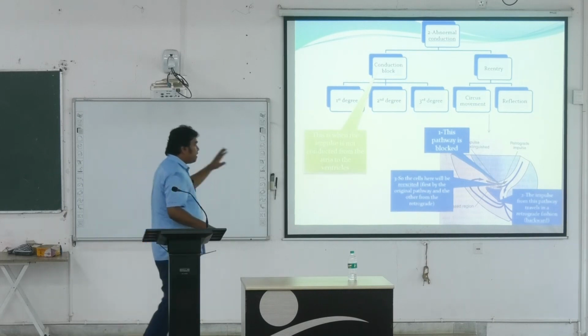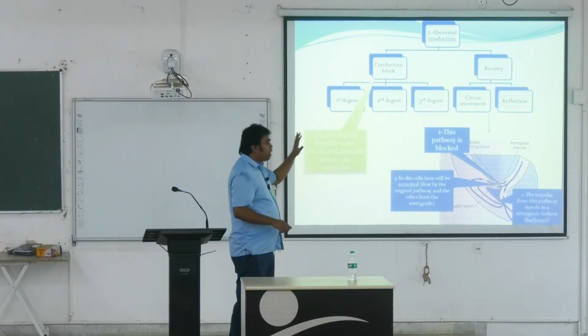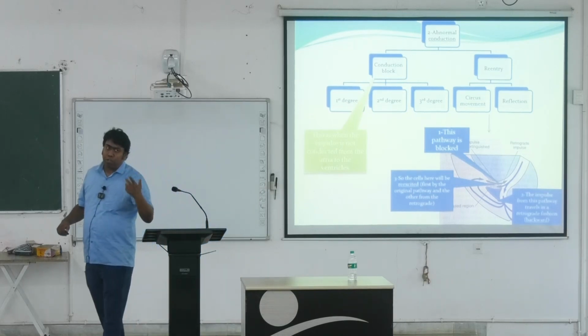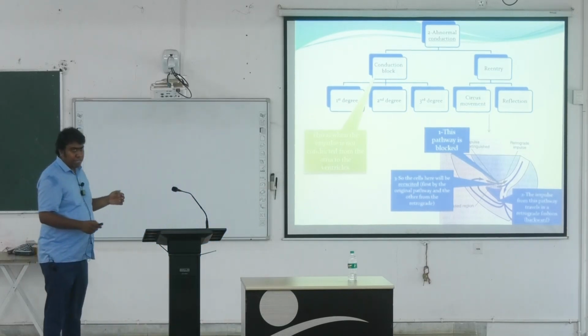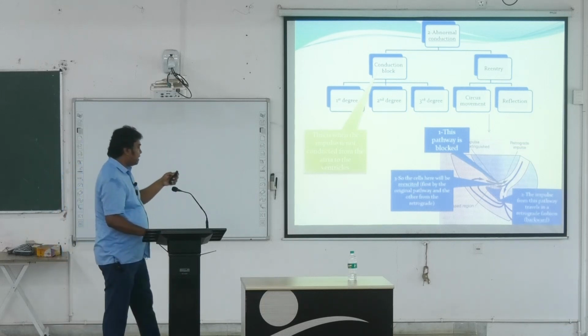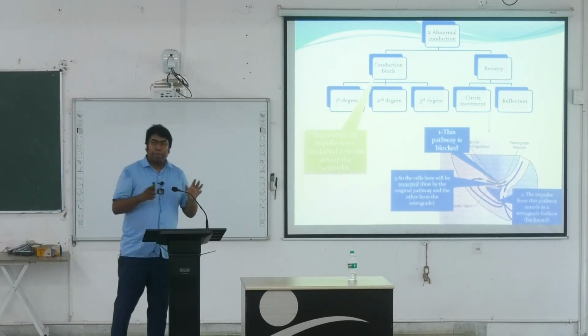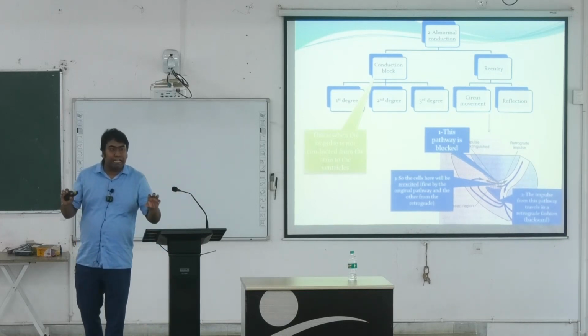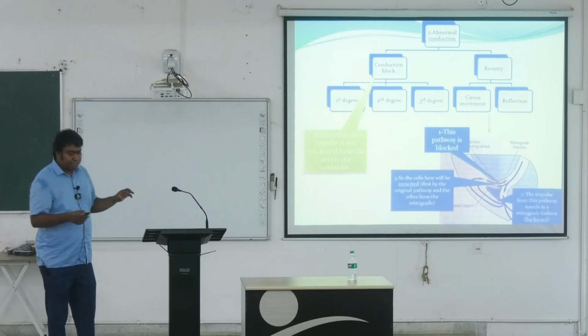Next is re-entry. Re-entry can be circus movement or reflection. Both produce tachyarrhythmia. WPW syndrome is one example of it. So impulse generation and conduction both can lead to arrhythmias.